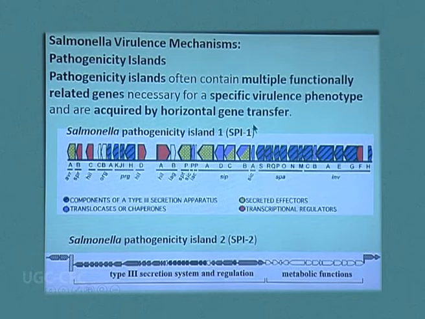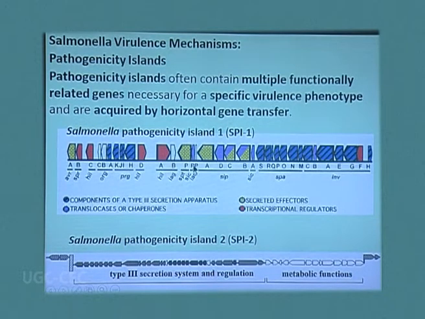Now, if we look at the different virulence mechanisms of Salmonella, we can see that most of its virulence factors are encoded by different pathogenicity islands, which are acquired by horizontal gene transfer, like regular pathogenicity islands. There are two major pathogenicity islands in Salmonella: Salmonella pathogenicity island 1, or SPI1, and Salmonella pathogenicity island 2, or SPI2.